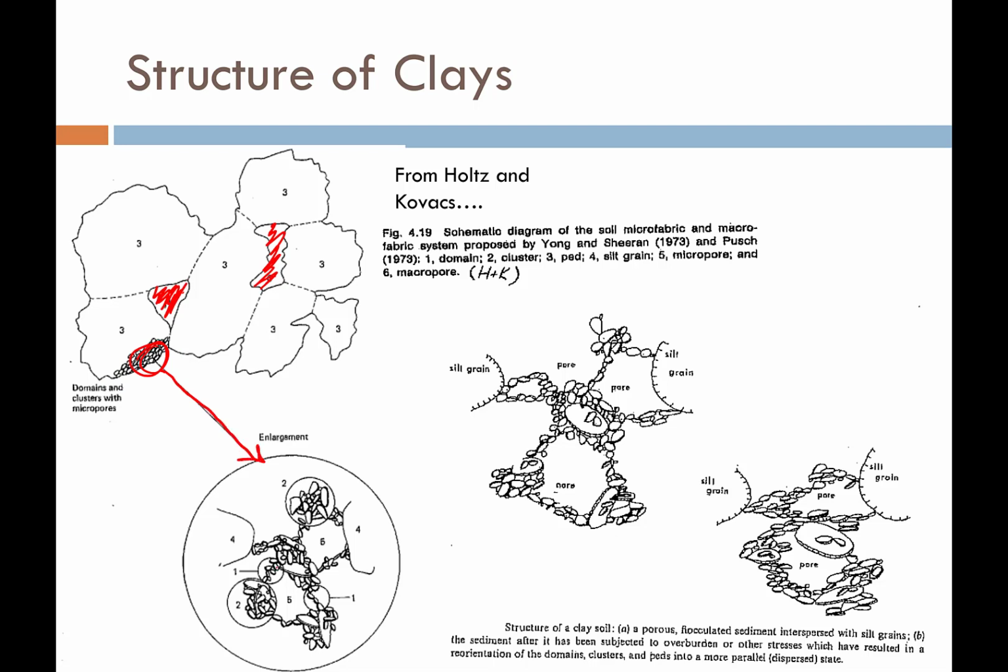So on the smallest scale, we have individual sheets that are stacked together, like what we saw in the kaolinite. Those little individual sheets stacked together are what we call a domain. It's a domain of clay molecules, okay? If we then take a couple domains and conglomerate them together, it might form a little pile of domains that we refer to as a cluster. So a series of domains connected or bonded together creates clusters.